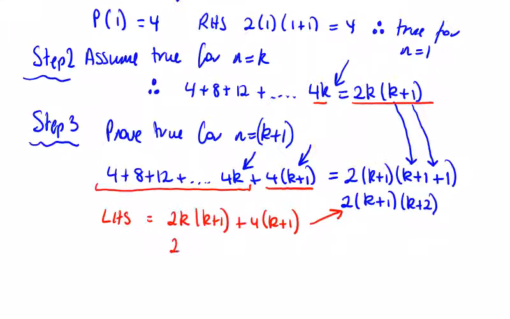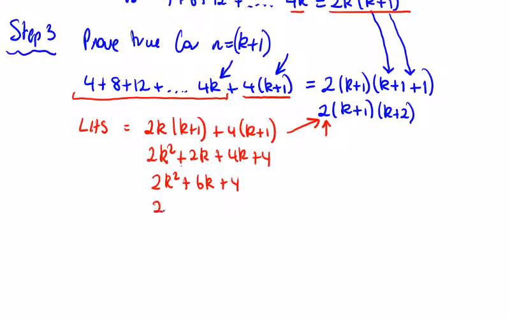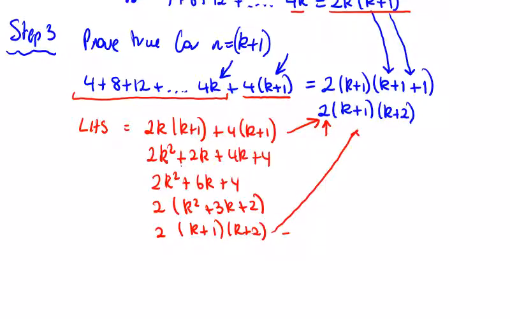So let's have a look. This works out to be 2k squared plus 2k plus 4k plus 4. Bringing like terms together, we're going to get 2k squared plus 6k plus 4. You can see we need this 2 in front, so if I factor out my 2, I'm going to get 2 times k squared plus 3k plus 2, which works out to be 2 times k plus 1 by k plus 2, which you can see is equal to the right hand side. So we finish off by saying therefore true for n is equal to k plus 1.